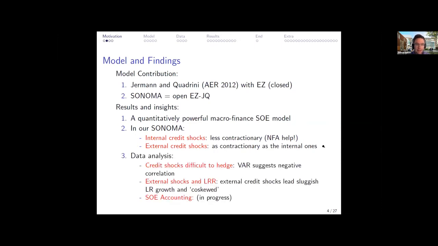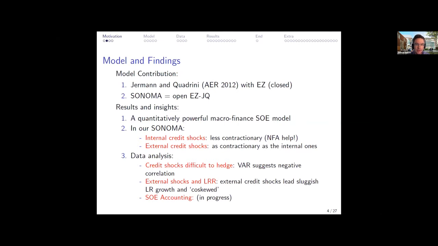Now, last but not least, we have an empirical contribution through the following findings. In a VAR analysis, we find that internal and external credit shocks are correlated. So this means that credit shocks are difficult to hedge. And we also find that external credit shocks are leading indicators of sluggish long-term growth. So when there's an adverse external credit shock, expected long-term growth declines.